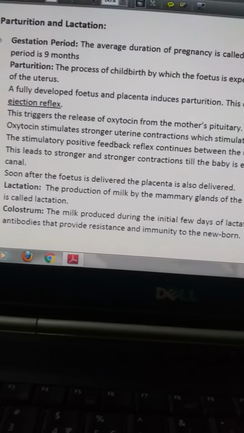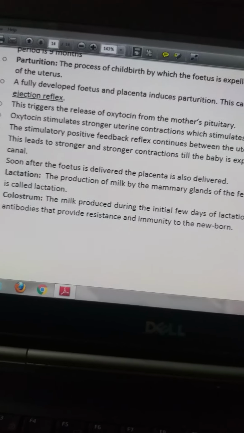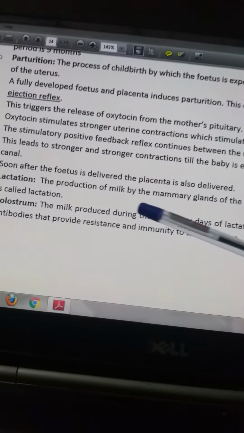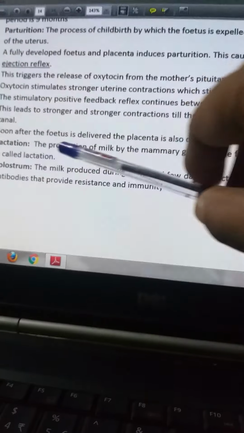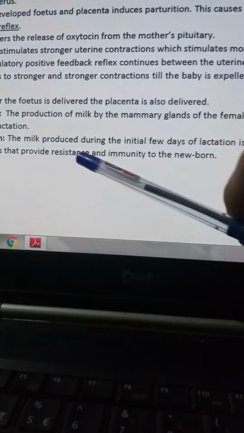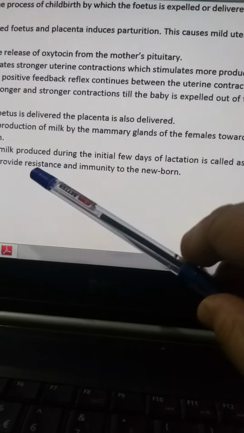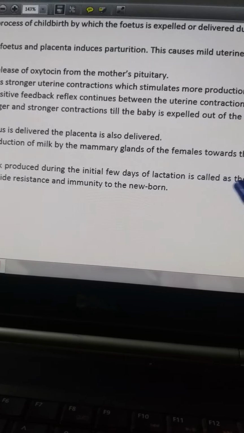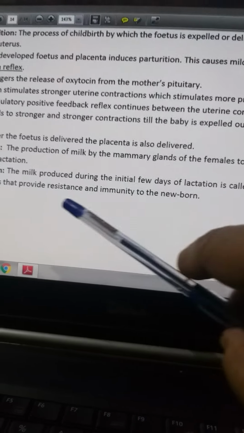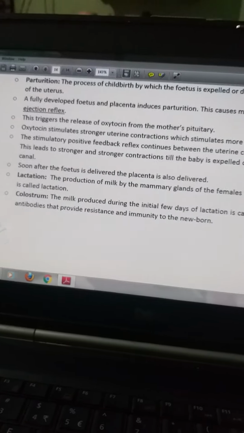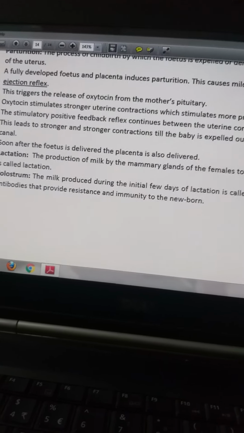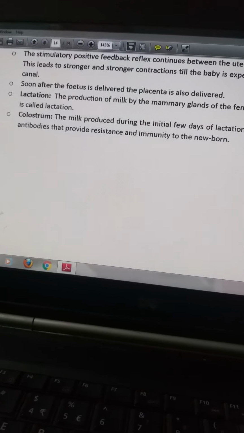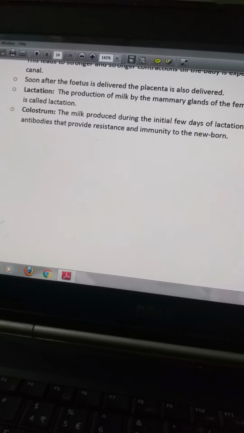Now you see lactation. Now what is lactation? The production of milk by the mammary glands of the female towards the end of the pregnancy is called lactation. And what is colostrum? It is the first milk, produced within the first few days, that is rich in antibodies and provides resistance to the newborn baby.